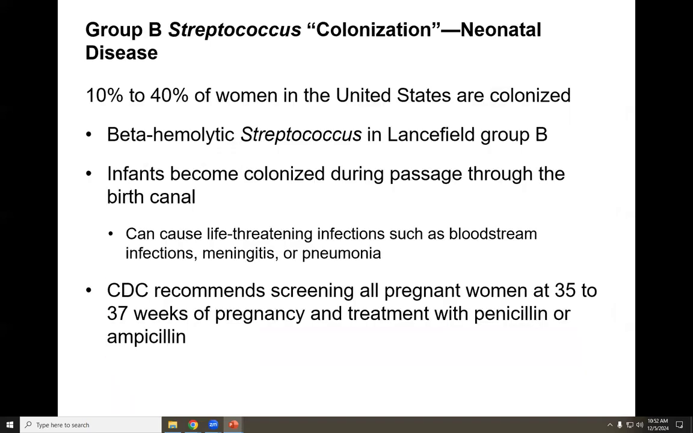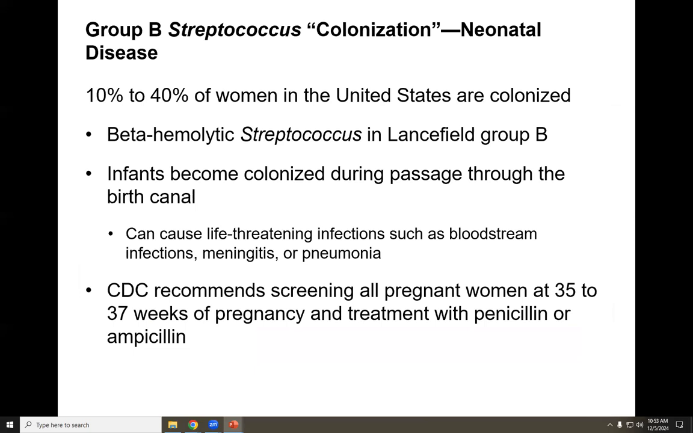All right, then we have group B strep colonization. About 10 to 40% of women have group B beta-hemolytic strep as part of their flora. And here we're talking about streptococcus that can cause meningitis and pneumonia and things like that. So you don't want your baby to get exposed to it in the birth canal during birth.